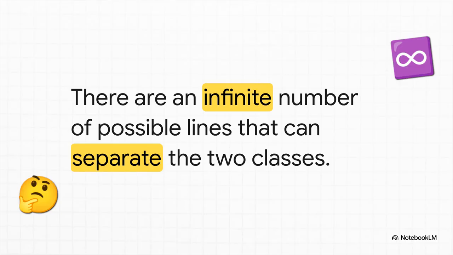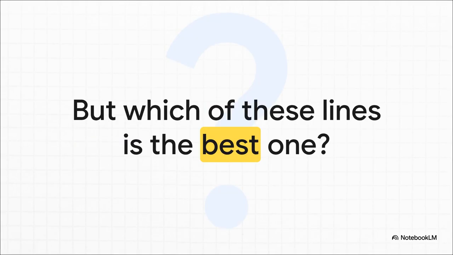Seems easy enough, right? Well, here's the catch. I could draw a line here, or maybe tilt it a bit, like this, or I could squeeze it right up against the yellow circles. The fact is, for this data, there are basically an infinite number of lines that could do the job. So that leads us to the real question. If there are tons of lines that seem to work, how do we pick the best one?